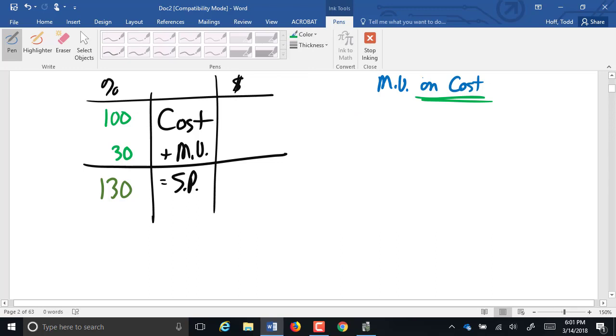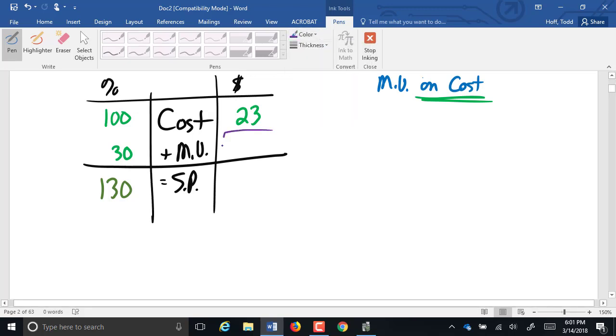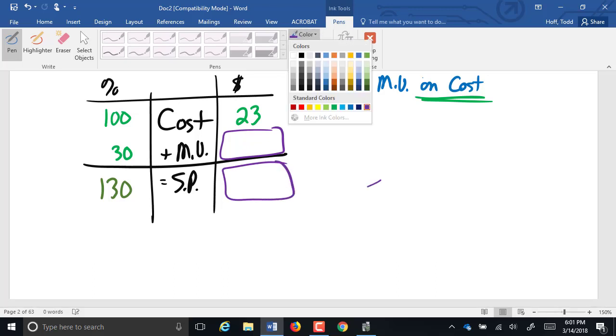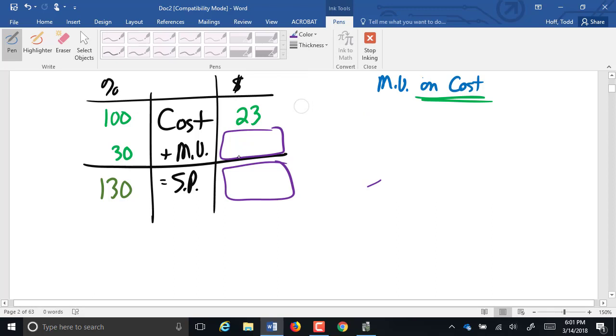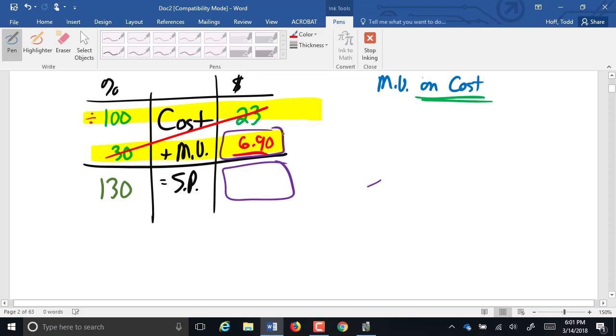The only dollar amount we had was the dollar amount of the cost, which was $23. And we were asked to find the dollar markup and the selling price. Well, to find the dollar markup here, of course, we always need the row that has both numbers in it, don't we? And then we're going to use the row that we're looking for. That's the markup row first. We can cross multiply and divide right in the table. Just like we did up above, 30 times 23 divided by 100 is $6.90.